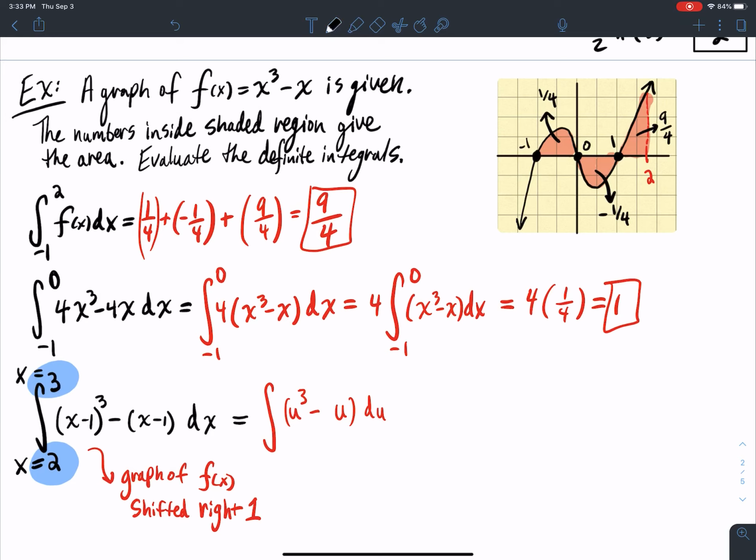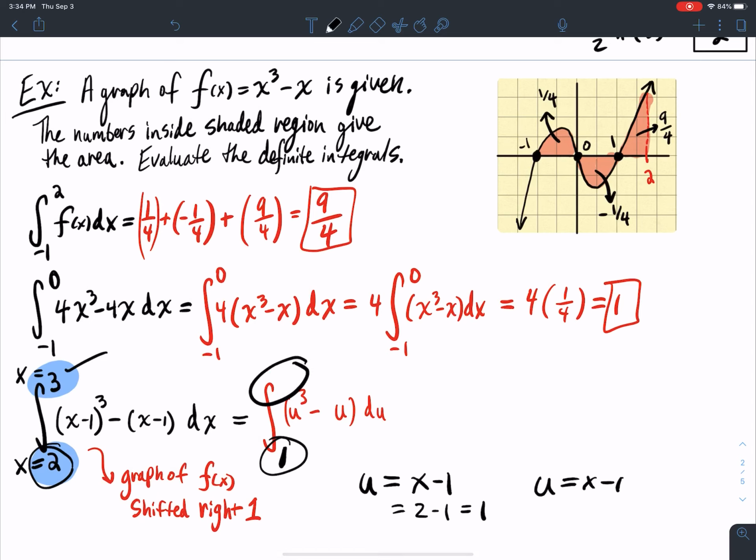However, what do I know? If u is equal to x minus 1, how do I get this lower number here? I use the x equal to 2. So I plug a 2 minus 1 in and I get 1. So I put a 1 here. And then up here is the same thing. If u equals x minus 1, to get this upper bound, I use the x equal to 3. So I have 3 minus 1, which gets me 2. So my 2 goes up here.